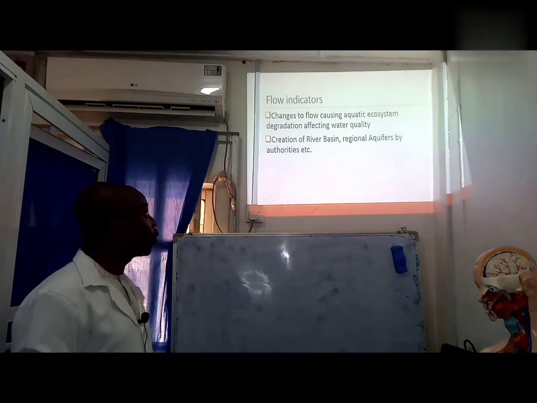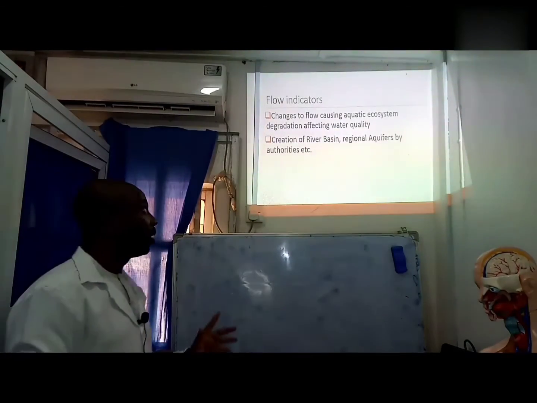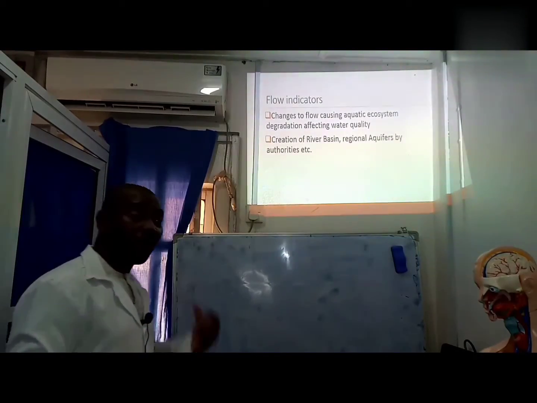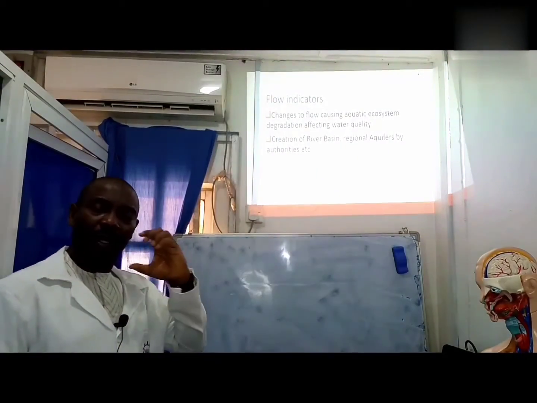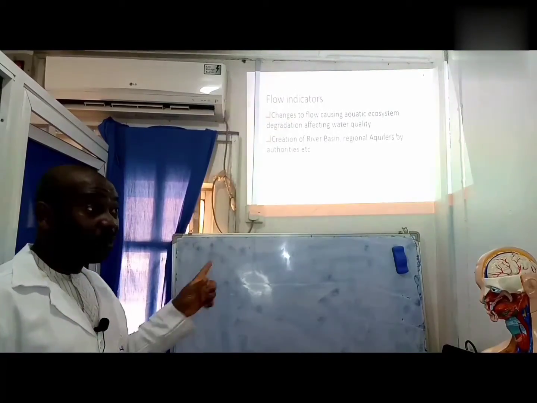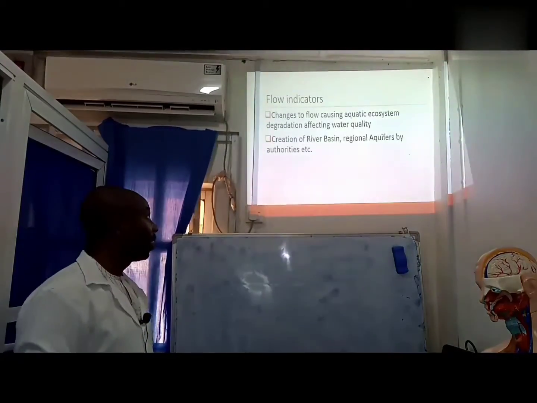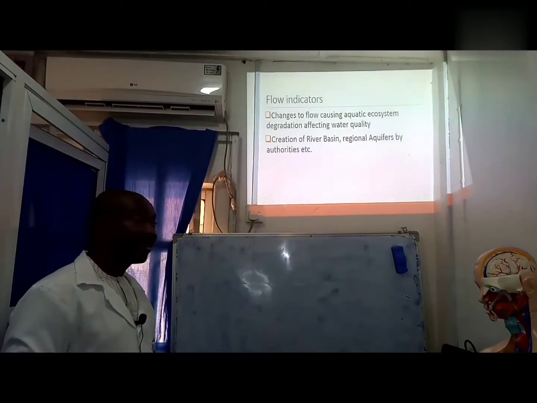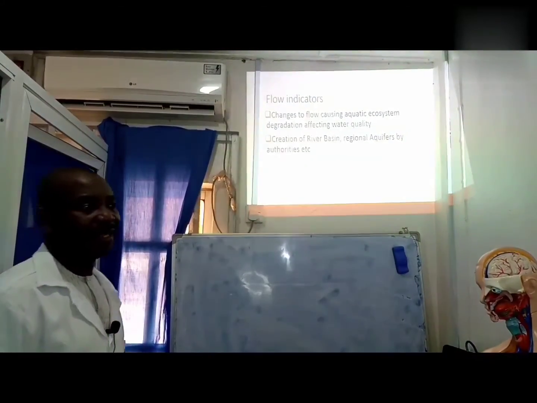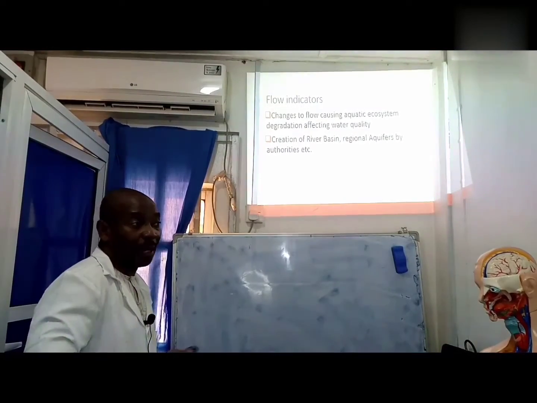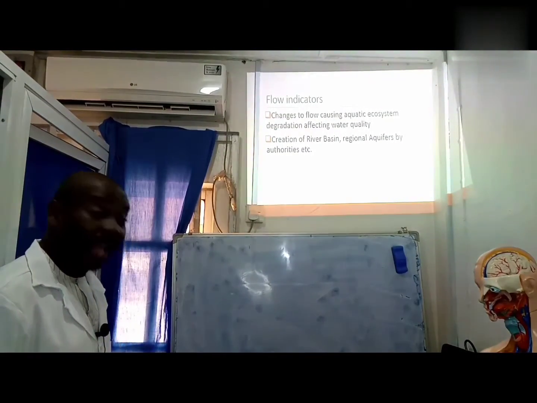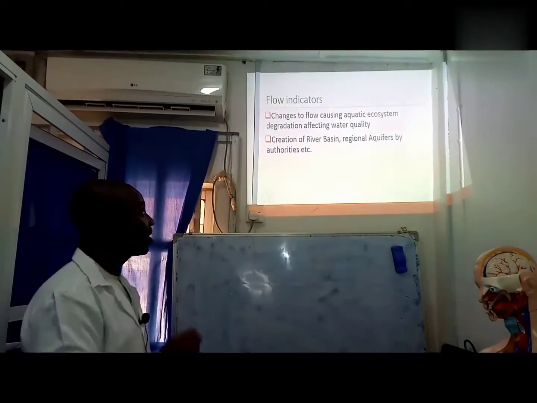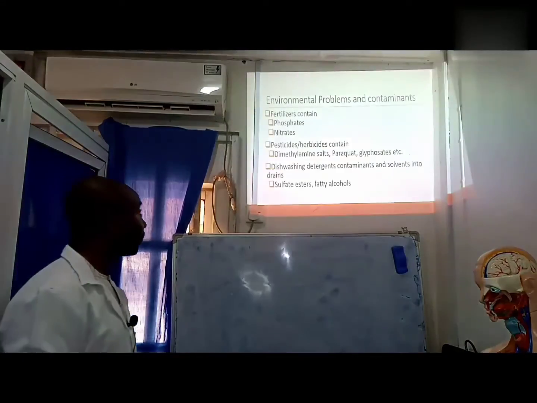So then the flow indicator is also important. Changes to flow causing aquatic ecosystem degradation can also affect water quality, and so an analyst needs to take that into consideration. Government sometimes creates river basins or regional aquifers, and this can affect the water quality. And so the analyst must also read and capture all of these parameters.